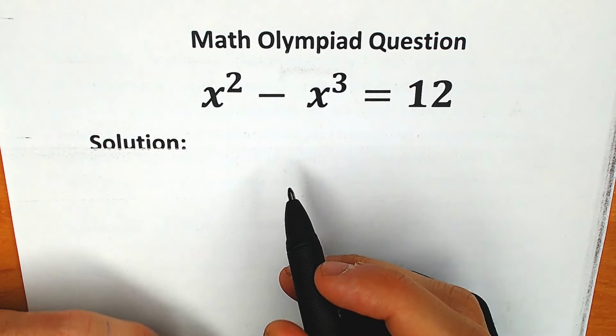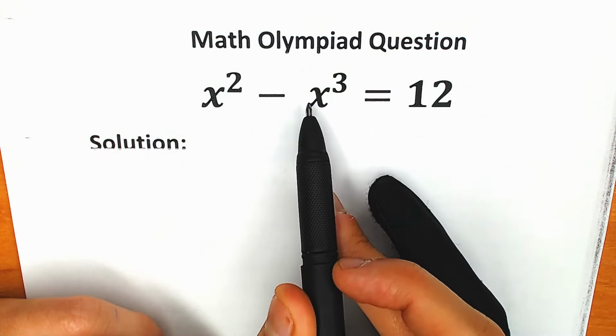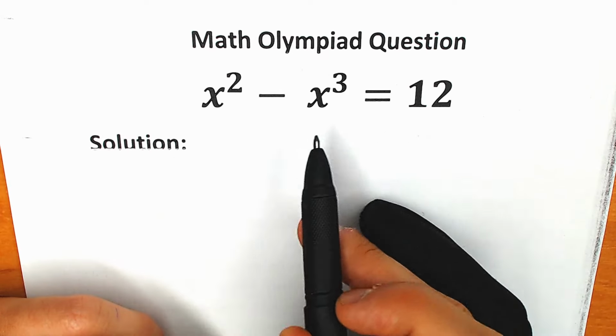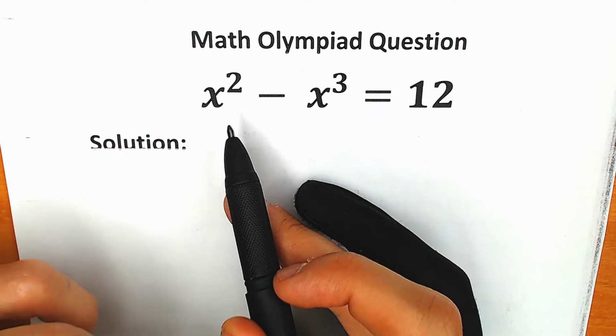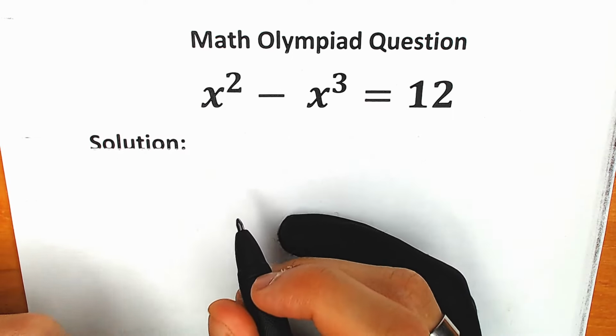Today we have a very interesting question from Math Olympiad: x squared minus x cubed equals 12. We need to solve this question for x. If you have your solution, you can write it in the comments below and then we will check our answers. It will be really interesting.